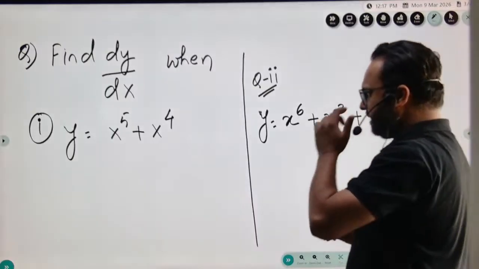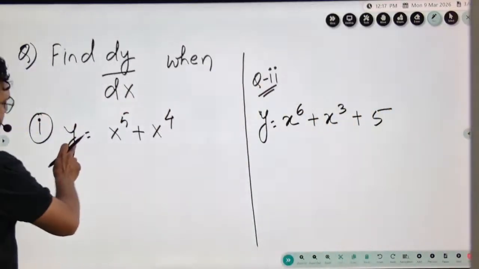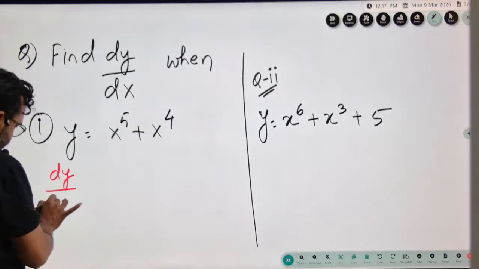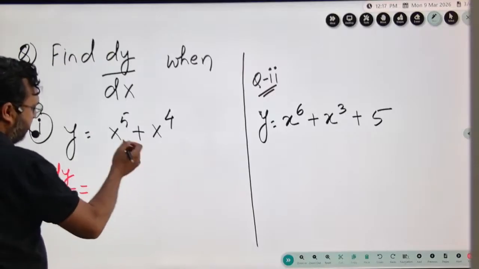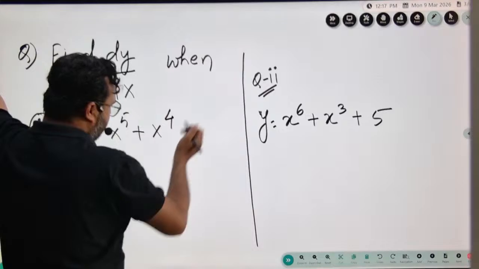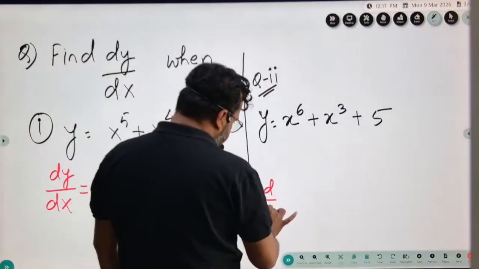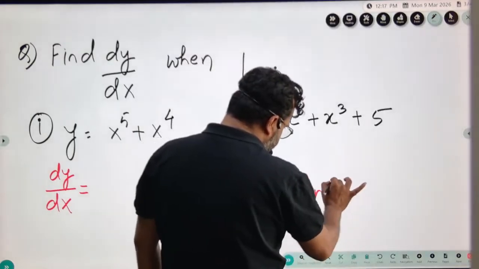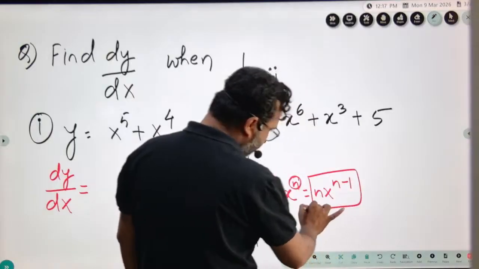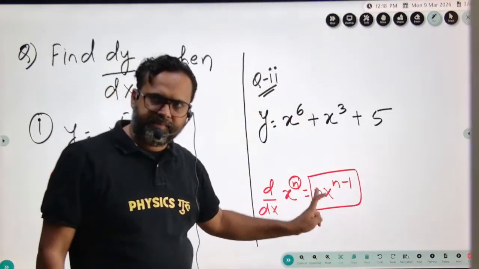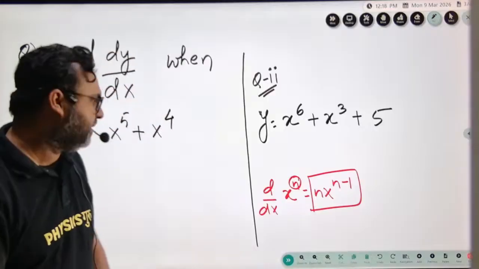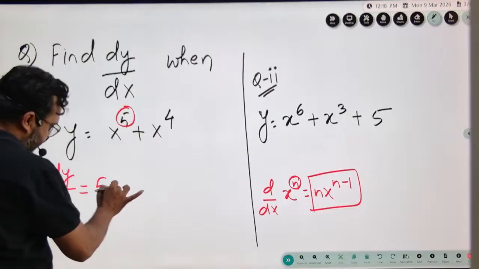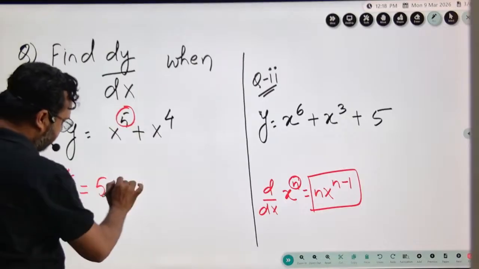So for the first question, y is given as x raised to the power 5 plus x raised to the power 4. So dy by dx. Recall the formula. What is the formula? d by dx of x raised to the power n. First we write n, then we write x, then n minus 1. Do you agree? Power, function, power minus 1. This is a simple concept. Similarly, what is the power here? 5. Then function, power minus 1. 5 minus 1. That is how much? 4.